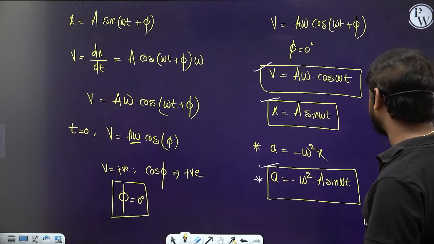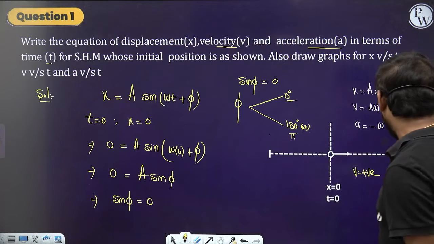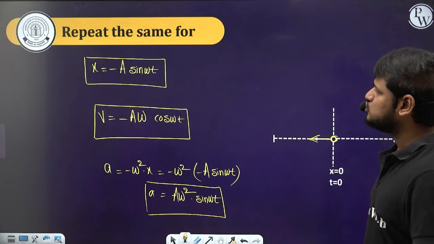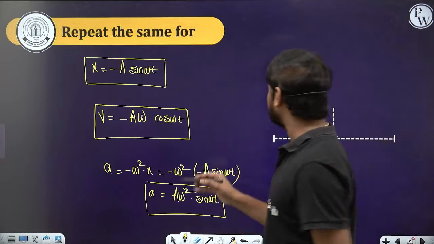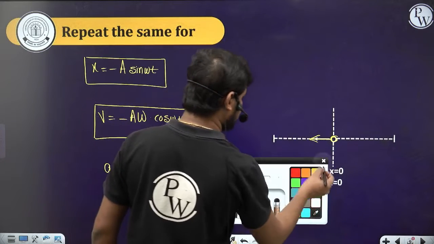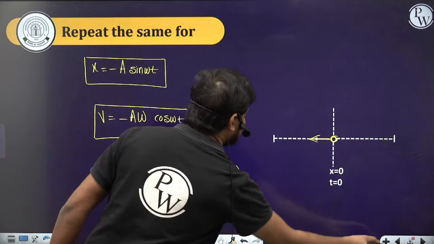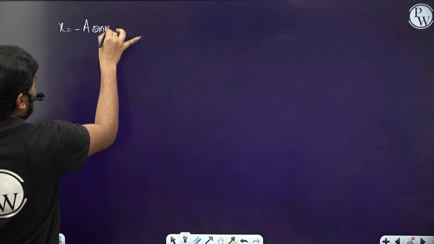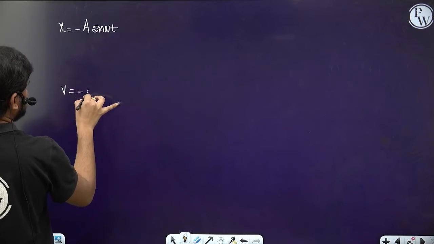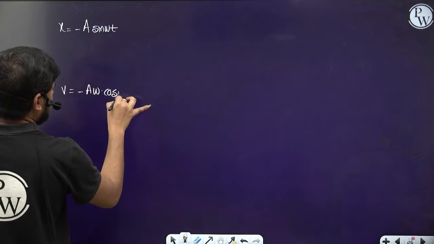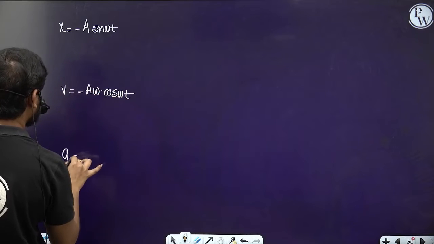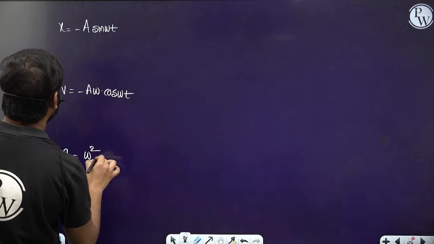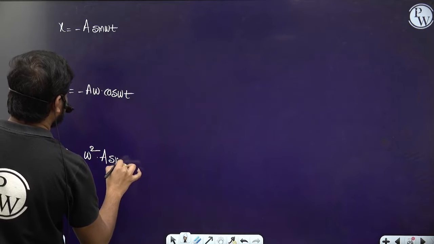This was when the particle is performing S.H.M from the mean position to the right extreme position. Now what about in this case? Let's draw for this. Can you guys draw the x versus t? I'll draw the rough graphs directly here. We got the equations: x is equal to minus a sin omega t, v is equal to minus a omega into cos omega t, and the acceleration a is equal to minus of minus, plus omega square into a sin omega t.